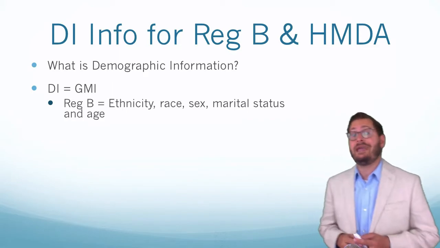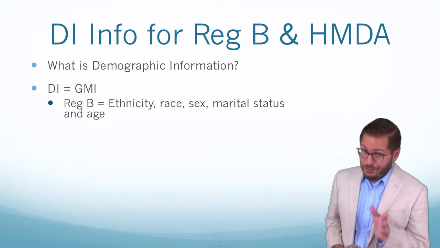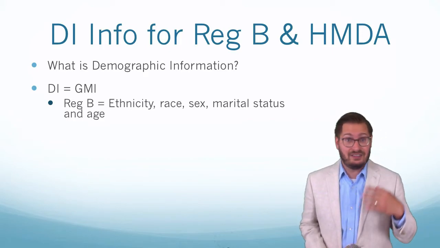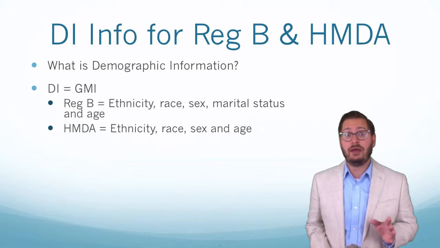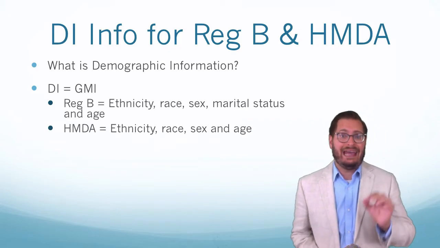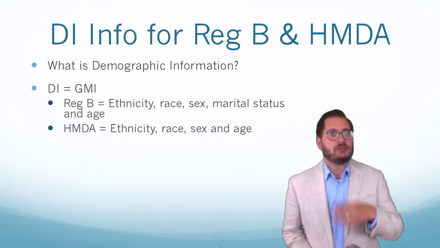Under Regulation B, government monitoring information includes ethnicity, race, sex, marital status, and age, while under HMDA, it includes ethnicity, race, and gender, and the most recent rules added age as well. So that's what the information is.